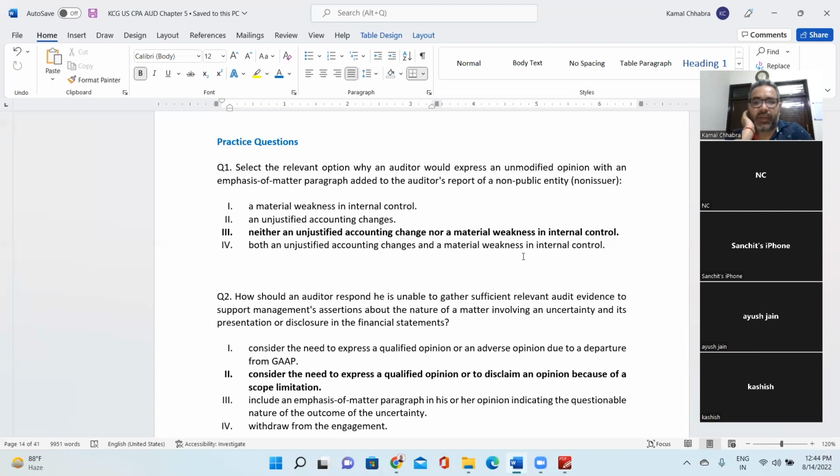First one: if there is a material weakness in internal control. Second is an unjustified accounting change. Third is neither an unjustified accounting change nor a material weakness. Fourth is both an unjustified accounting change and a material weakness. If there is a material weakness, then it will go into the qualification. If there is an unjustified change in accounting, then it goes into the qualification if it is material to the financial statements. Right? Are you guys with me? Okay. So that's the reason the third answer is correct.